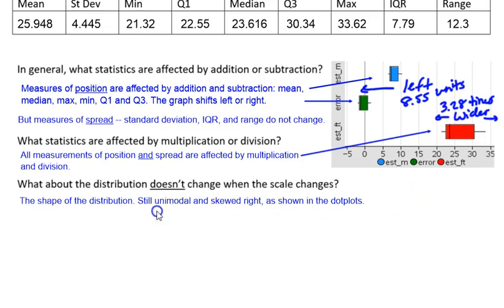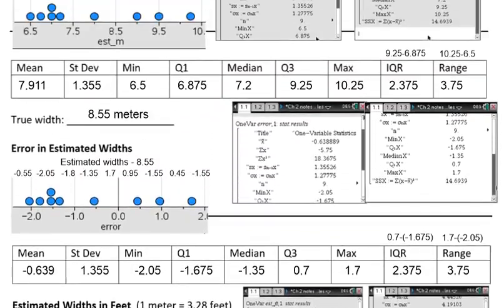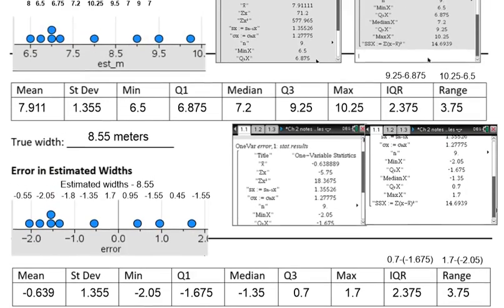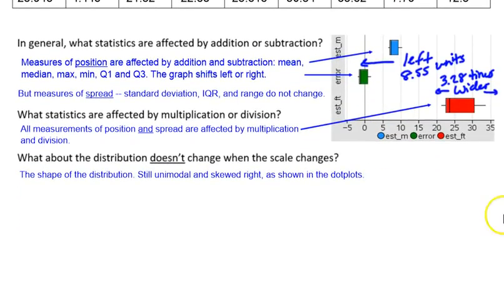What doesn't change at all when the scale changes? If we look back at the 3 dot plots, their shape is exactly the same. They're still all unimodal, skewed to the right with some outliers, and that doesn't change at all. And you can see that in the box plot, that the actual shape of the box plot, where the median is located within the box, the length of the little whiskers, those don't change. It's just stretched, and it's a little different in that regard.